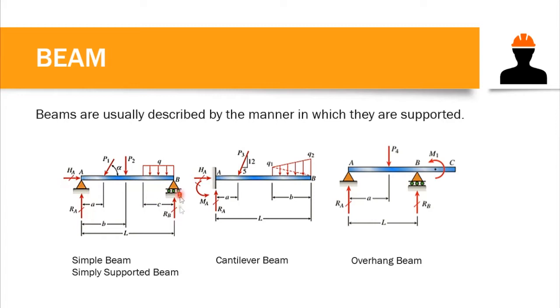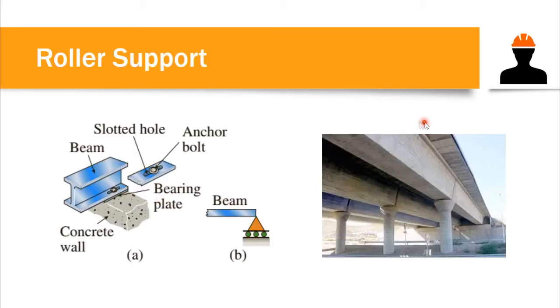For roller support, we allow the structure to move horizontally, but we restrict it from moving vertically. Therefore, it has only one reaction, the vertical reaction. Roller supports are most commonly found in bridges, since bridges are exposed to high temperature, which causes thermal expansion. We should allow the structure to move horizontally so that we could avoid cracking in the joint, so we allow expansion of the beam.